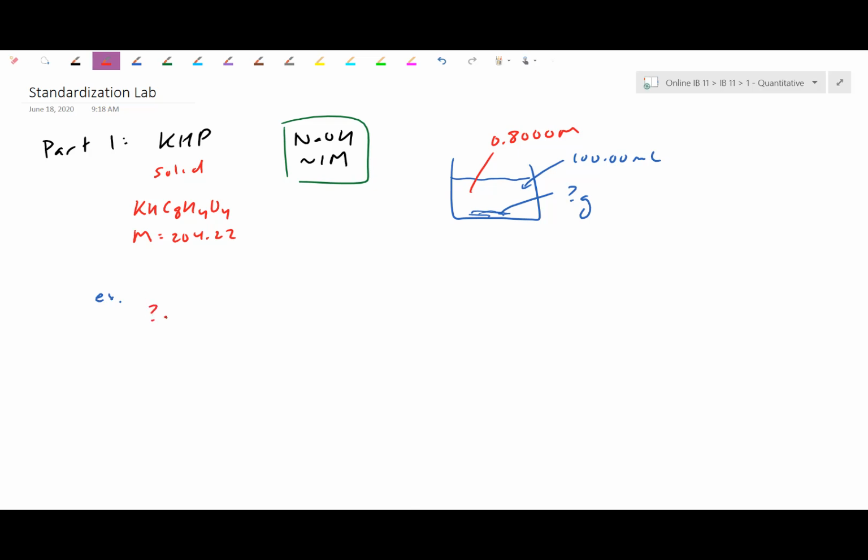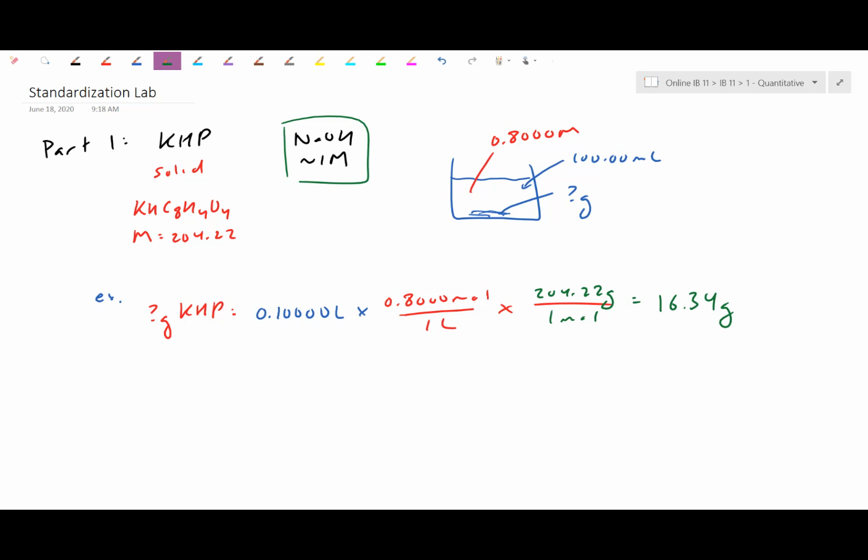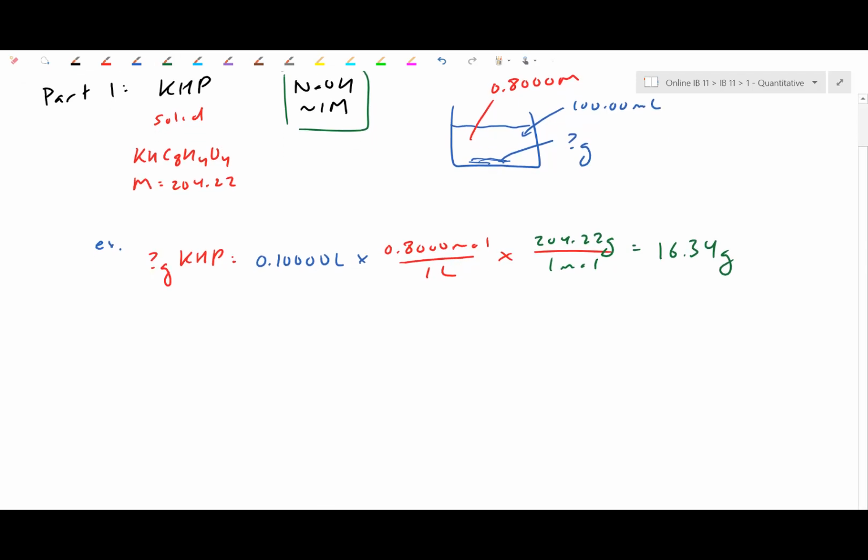What we're going to do is figure out the grams of KHP that I would need to start off with. We want to make this volume, so let's convert that into liters, 0.10000. That would be from the volumetric flask. The concentration that we want to use here is 0.8000 moles per liter. I want lots of precision, lots of significant digits here because we know the molar mass to be 204.22 grams per 1 mole. Let's just multiply our way through here. 0.1 times 0.8 times 204.22 gives me 16.34 grams. So if you remember in our procedure, I told you I would demonstrate for you where I got that 16.34. That's how we did it.